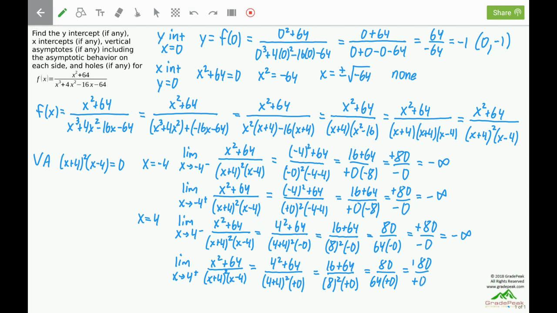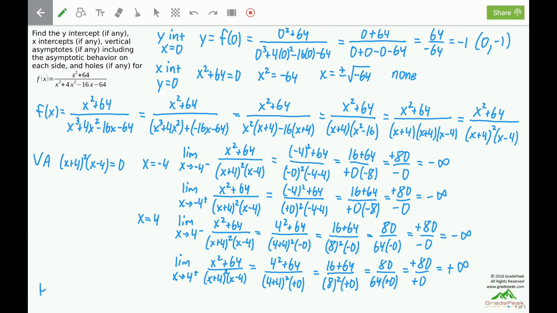That 80 in the numerator is positive. Positive over positive is positive. Non-zero over 0 is infinity. And the asymptotic behavior on each side for the x equals 4 vertical asymptote are opposite of each other. One's negative infinity, the other one's positive infinity.